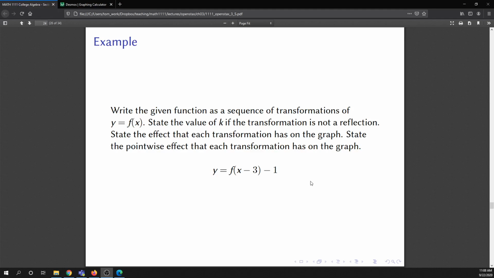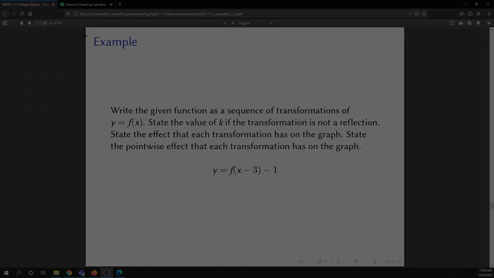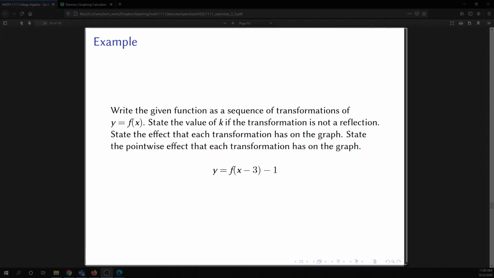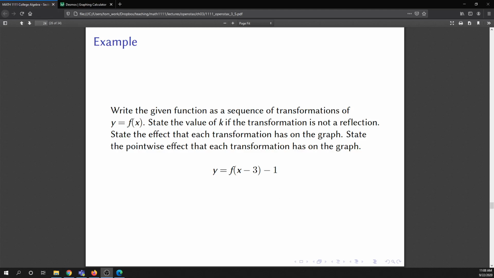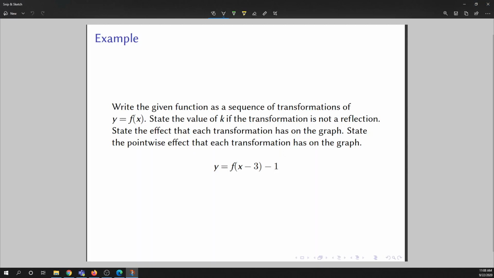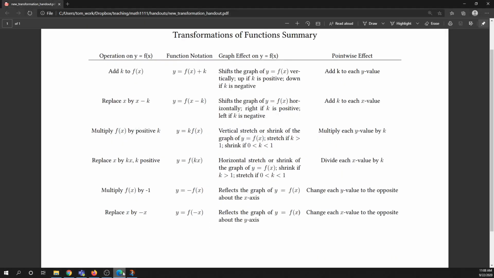Okay, so what we're going to do then is start with y equals f of x on here. So let me capture an image of this. Okay, so remember the 6 transformations that we talked about, right? They're right here. We can add k to f of x, replace x by x minus k, multiply f of x by a positive k, replace x by k times x where k is positive, and then multiply by minus 1, replace x by minus x. And here are the corresponding function notations. What I want to do is just go through step by step and figure out which of these transformations have been applied to this function.